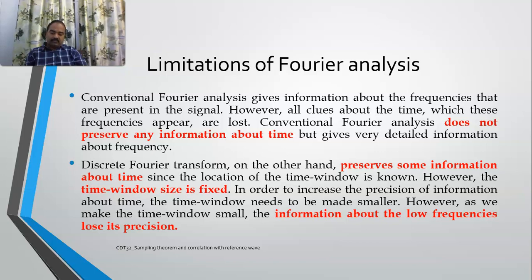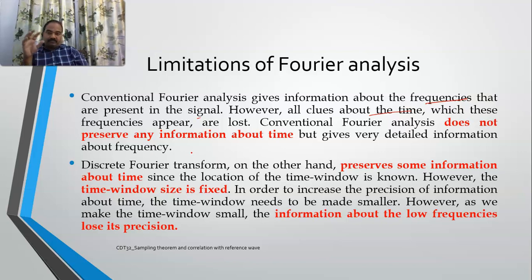Now, most of the computer programs and relay software generally employ Fourier analysis itself. The conventional Fourier analysis gives information about the frequencies that are present in the signal. However, there is a problem with the Fourier analysis. All clues about the time at which these frequencies appear are lost, because it says that the signal has so many frequencies, but at which instant a frequency appears, it is unable to say. That is the biggest problem with Fourier analysis.